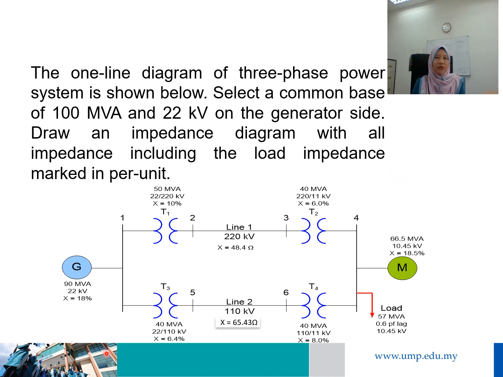This figure shows a single line diagram of a three-phase power system, and select a common base of 100 MVA and 22 kV for base voltage on the generator side. Draw the impedance diagram with all impedances, including the load impedance, marked in per unit.